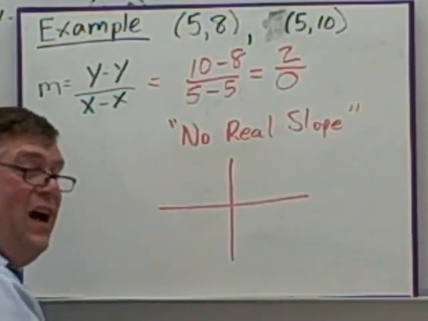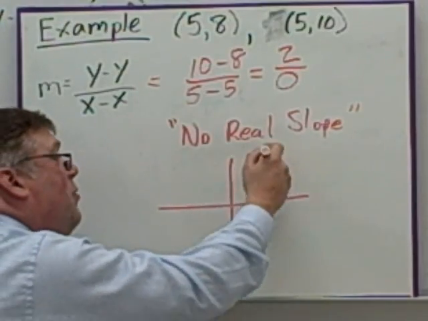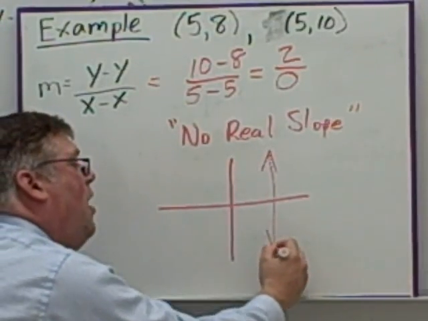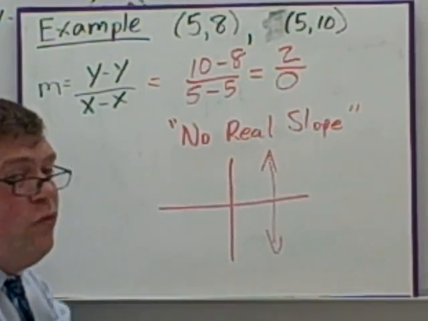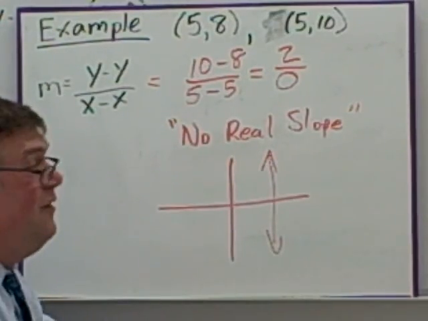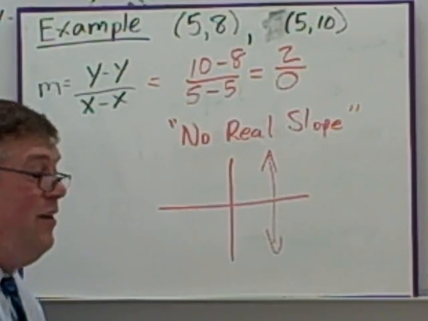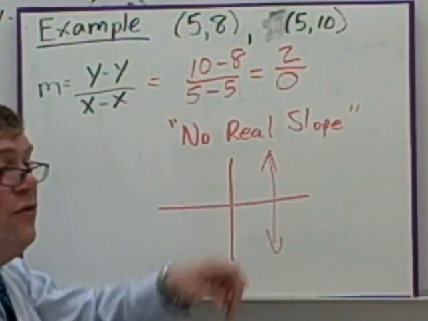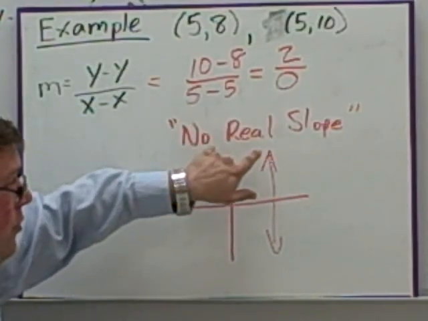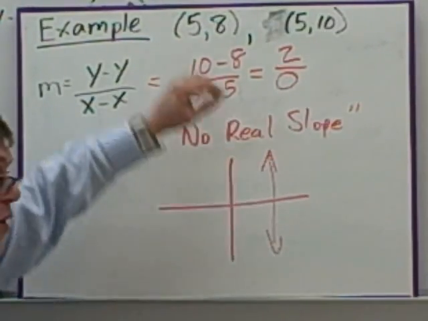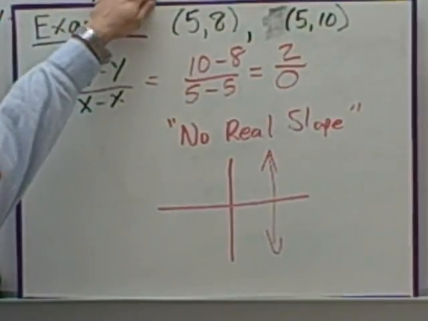And it's actually going to happen anytime you have a vertical line. When it goes perfectly straight up and down, you're going to have no real slope. It's not 0. 2 divided by 0 is not 0. The answer is no real slope. And when you've got no real slope, it's because you've got a vertical line, straight up and down.